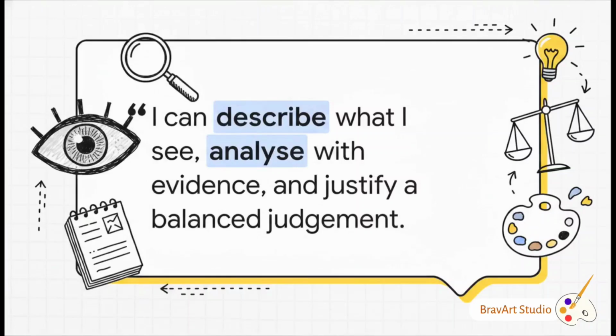So, the crucial point here is this: I can describe what I see without guessing, analyze with specific evidence, and interpret meaning to justify a balanced judgment. If you can say this, you have absolutely achieved true visual art literacy. You're no longer just a passive viewer, you're an active participant, fully able to translate the silent language of the artist into a clear, articulate understanding.